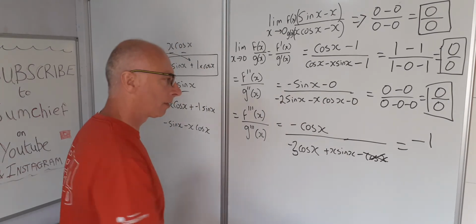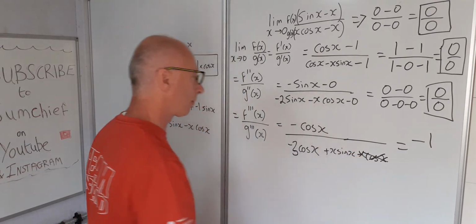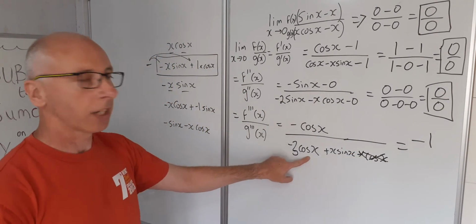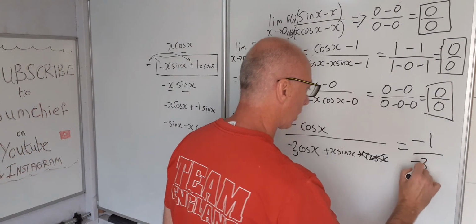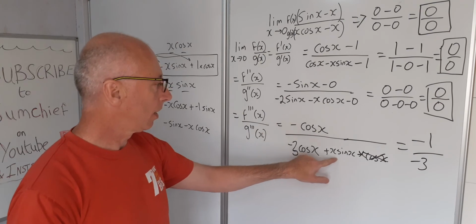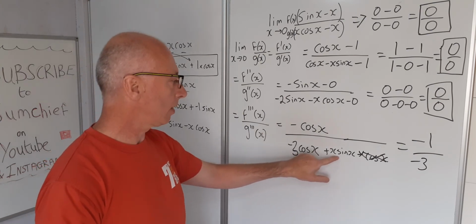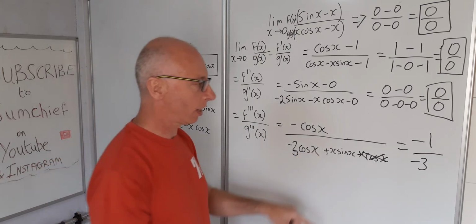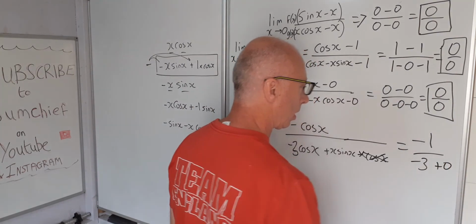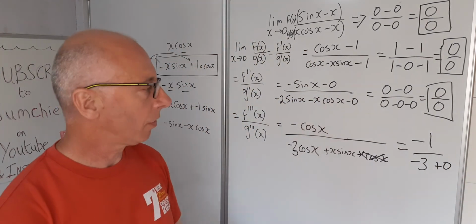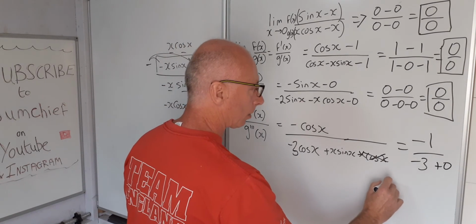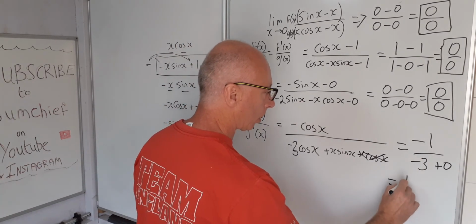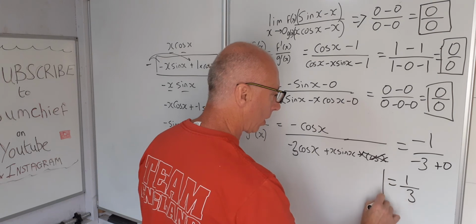Cross this function out. We don't even need the minus sign either. So minus 3 times cosine of 0 becomes minus 3. And then the x sine of x, well x is 0, so that's always going to be 0. So plus 0. Okay, so now we can simplify this. Looks like we've got a limit here. So we've got minus 1 over minus 3 just becomes 1 over 3.